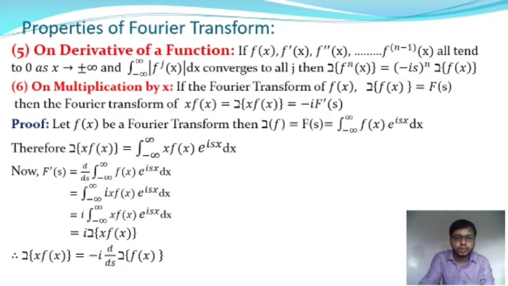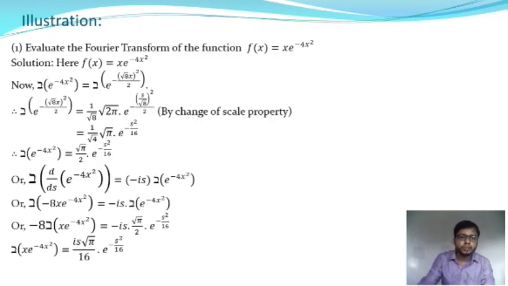After that we are going to take some examples on the properties of Fourier transformation. So here is the example. Evaluate the Fourier transformation of the function f(x) = x e^(-4x²). So here the function is actually x into e to the power minus 4x square.